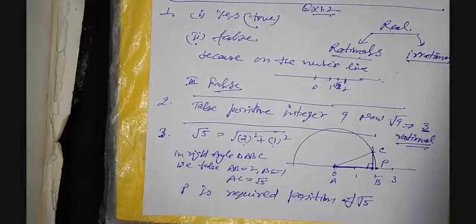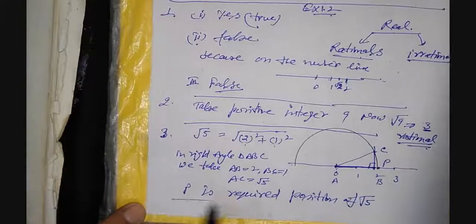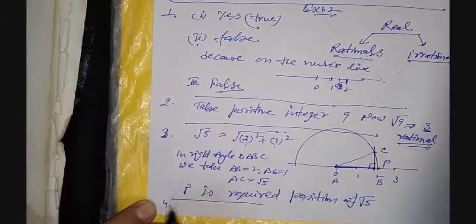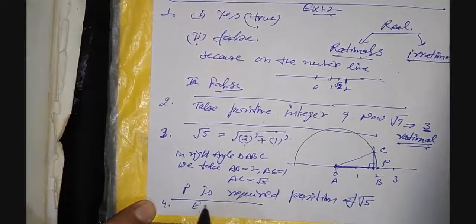Okay, now question number 4, classroom activity. You have to construct a spiral of square roots, and that is not a tough one. You can do it very easily, and you can take it as your activity, and this may be your exercise complete.